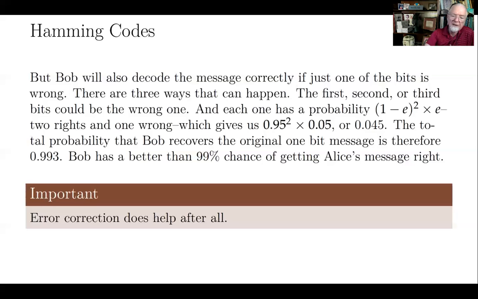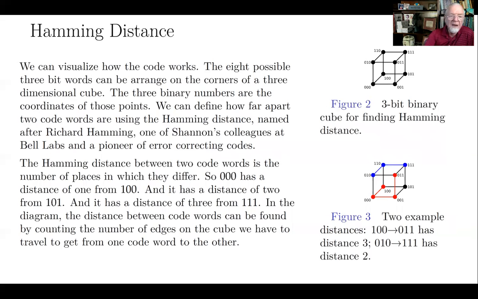So error correction does help. Instead of a 95% chance of a correct message, and otherwise an incorrect one and asking to get it to resend, you get a 99%, so that's considerably better. So Hamming distance, we can visualize how these codes work, and let's see, where can I put this so that it isn't in the way?